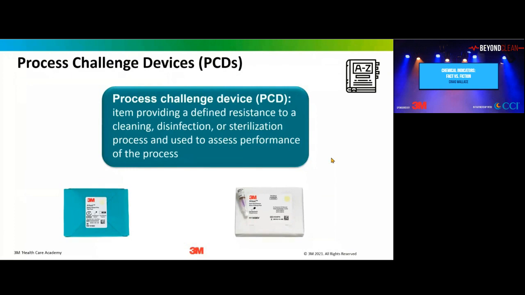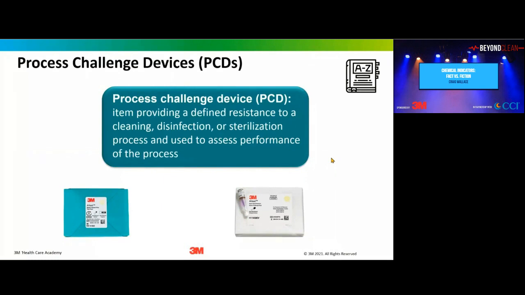And so all the process challenge device is intended to do is to act as if the indicators inside of it, be it a biological indicator or a chemical indicator, were actually inside of a package. Only this can be retrieved in the sterile processing department, and the test can be looked at there. If it's a BI or the chemical indicator, it can be inspected, and you can get information before the load leaves your department. So PCDs are just a convenience for testing.